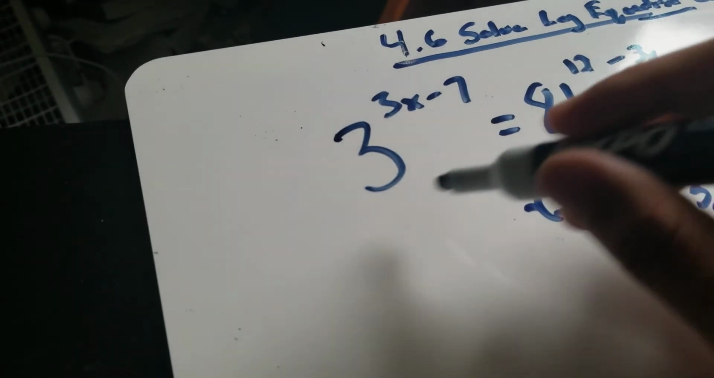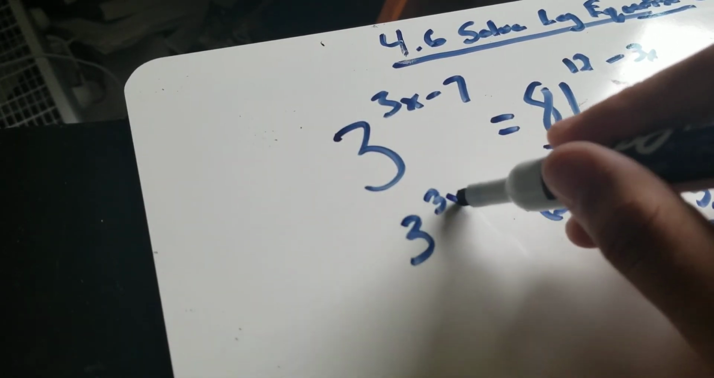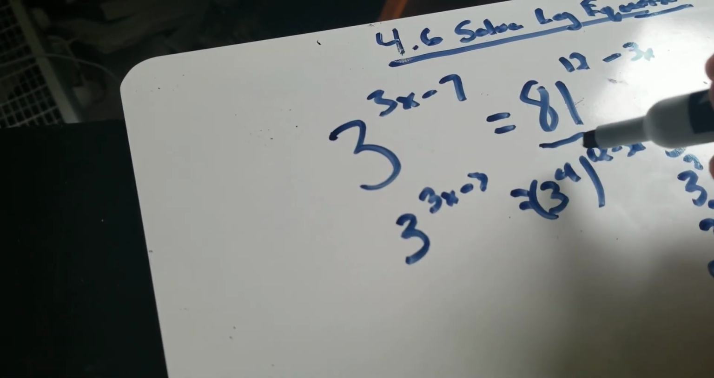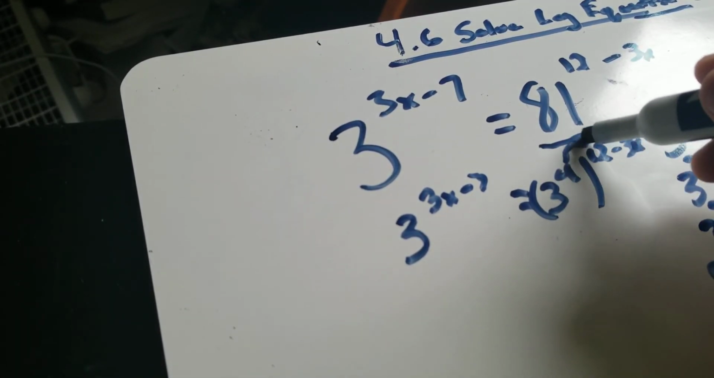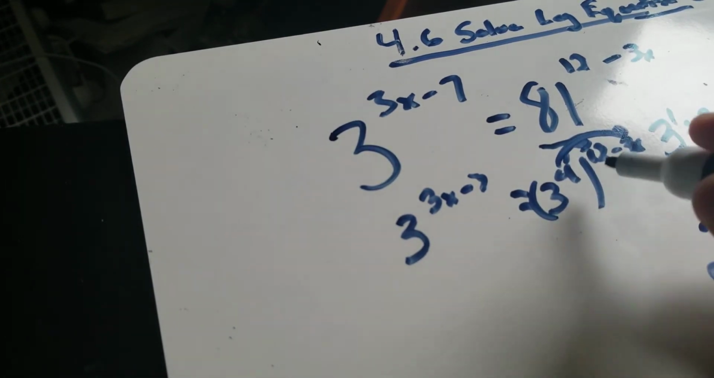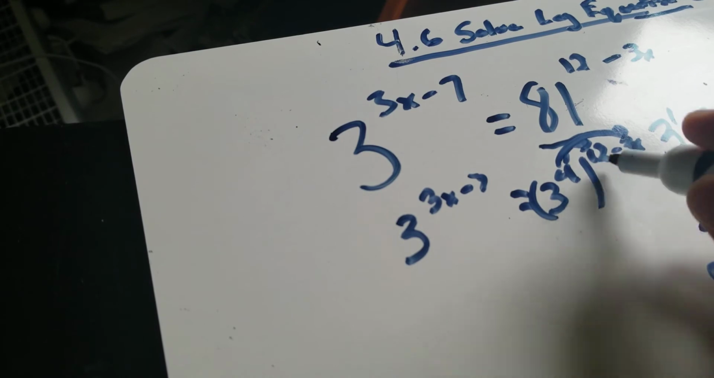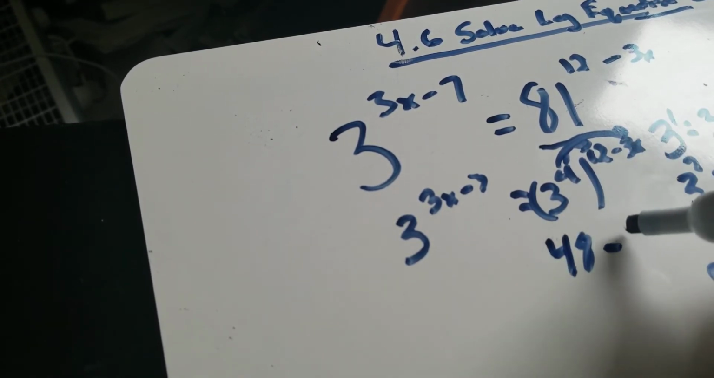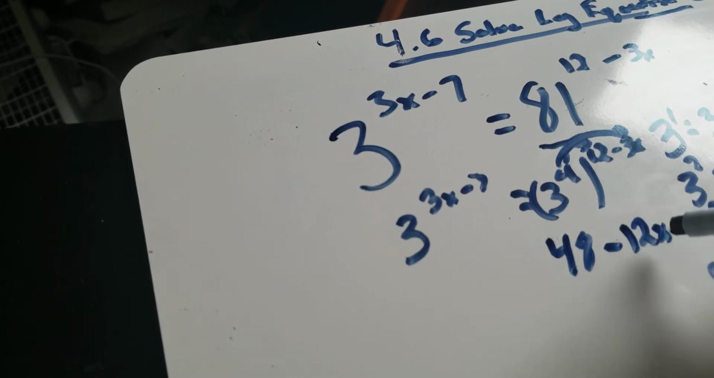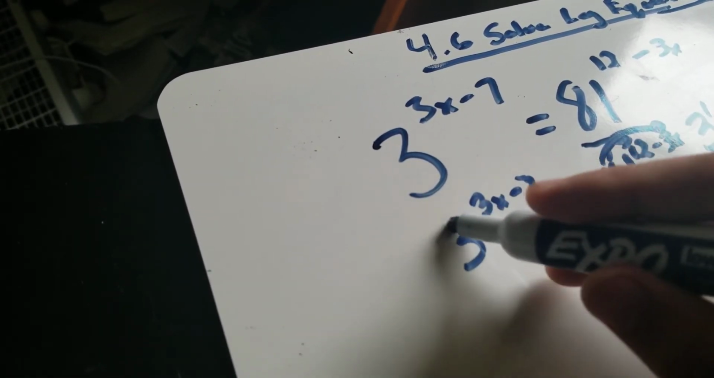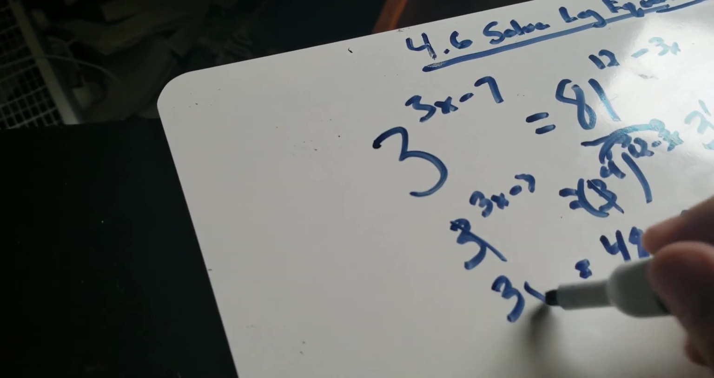The reason I chose this one is because now we have two terms in the exponent. So when I multiply these things, I have to distribute the 4 to both the 12 and the negative 3x. So the top is going to become 4 times 12, 48, minus 4 times negative 3, 12x, equals, and I already crossed this out, like I did that all in one move, 3x minus 7.